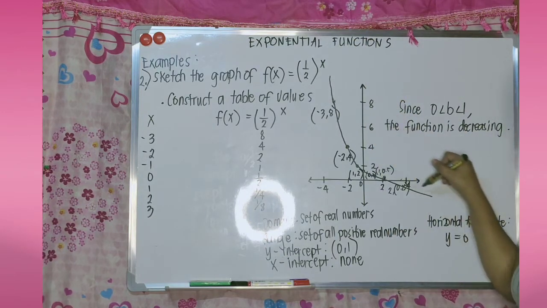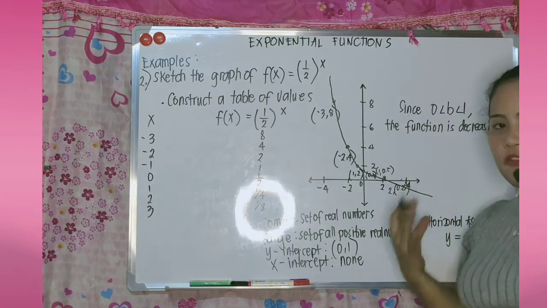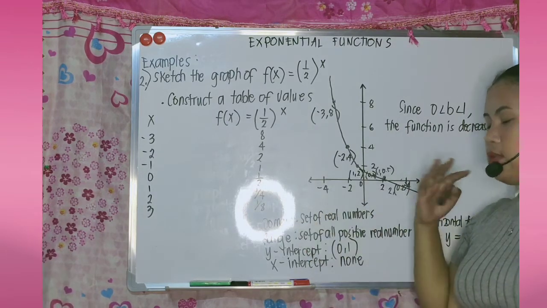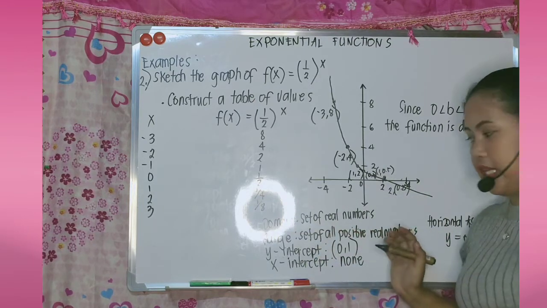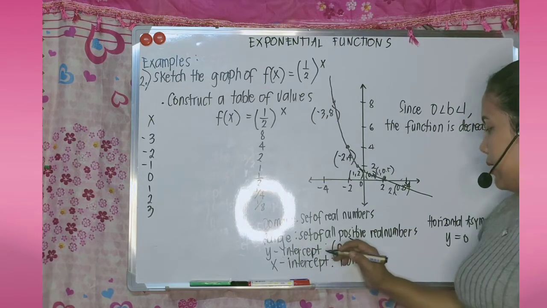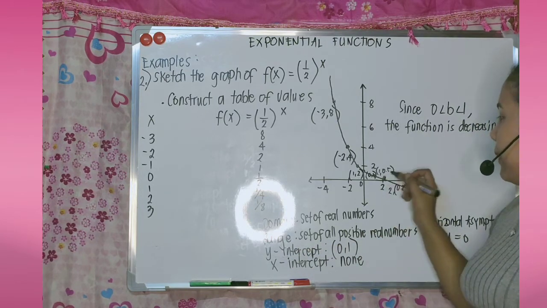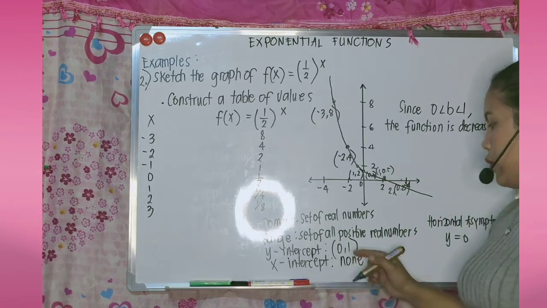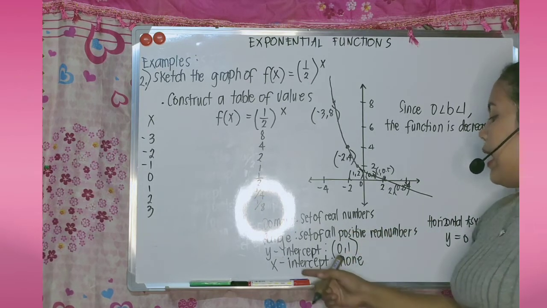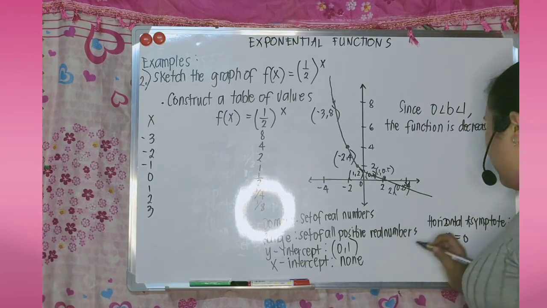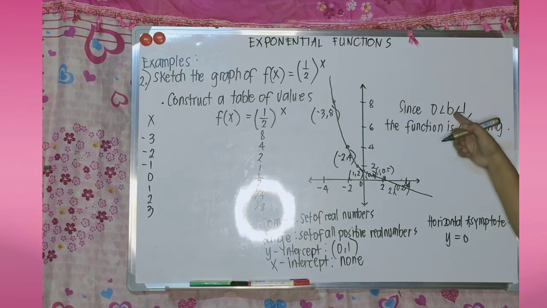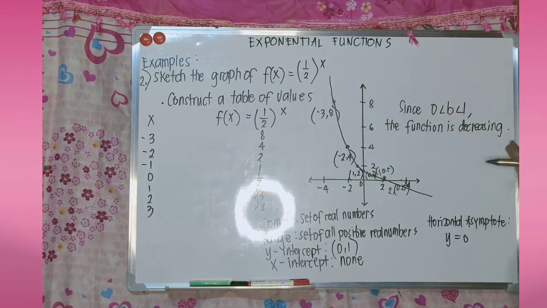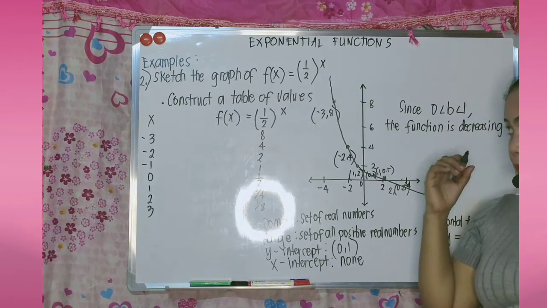So, there. Okay? So, for the following properties, for domain, again, we write the set of all real numbers. Then, for range, set of all positive real numbers. Then, y-intercept is 0, 1. Why? Because they are almost all close to 0. So, therefore, we have 0, 1. Then, x-intercept, of course, none. Then, horizontal asymptote is 0. Then, since 0 is less than b, wherein b is less than 1, of course, our function is decreasing. Okay, so it is decreasing.